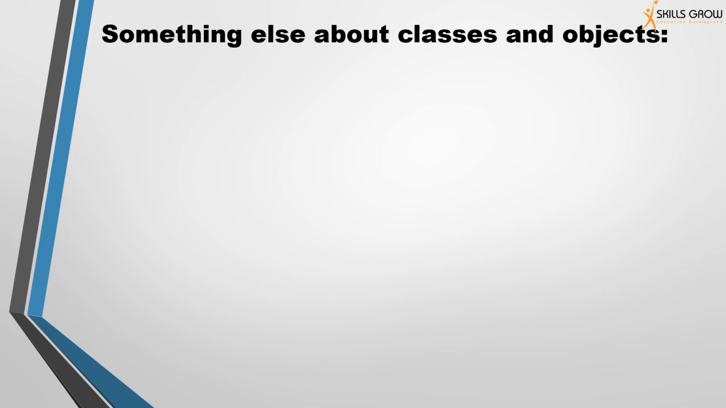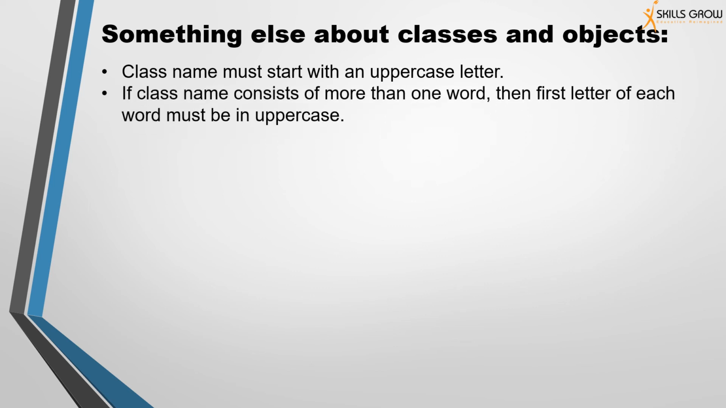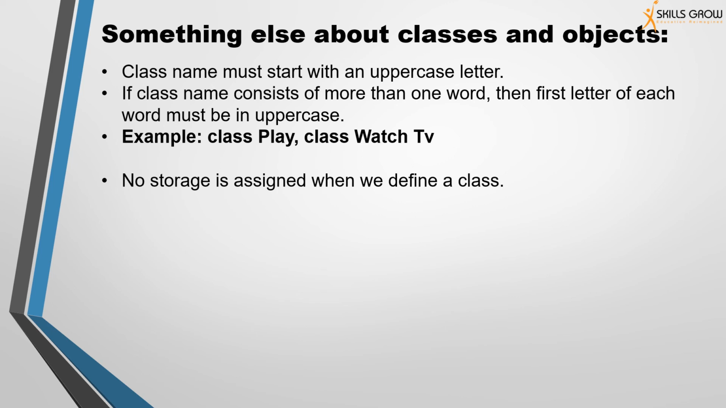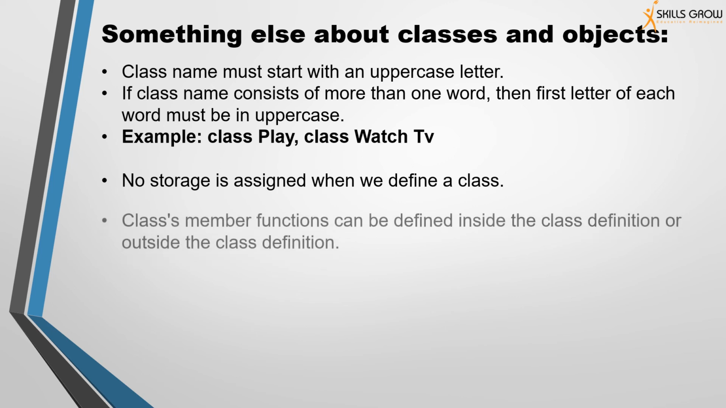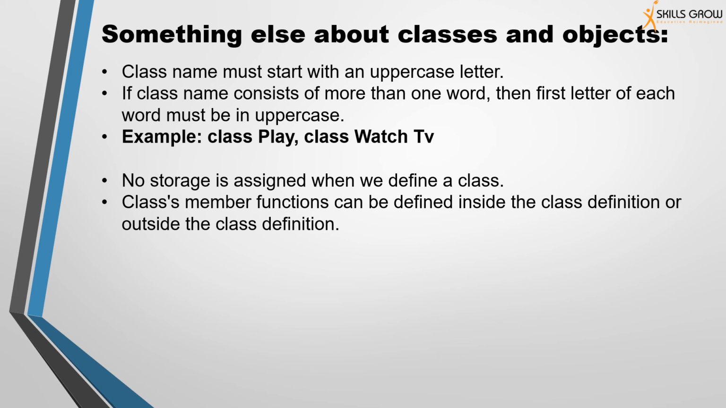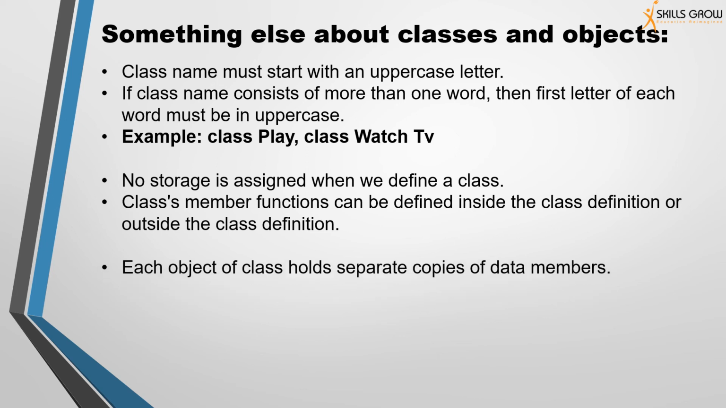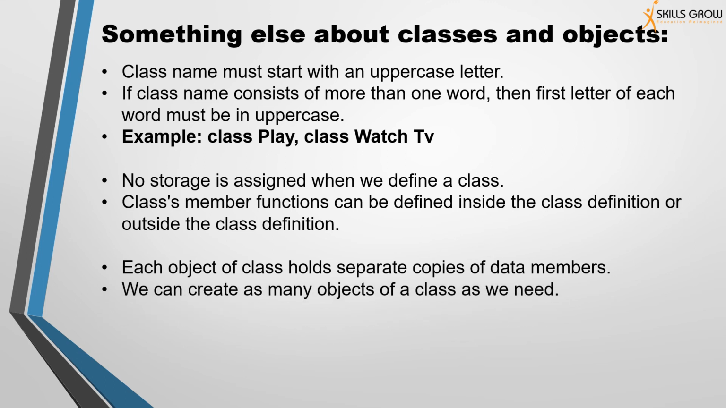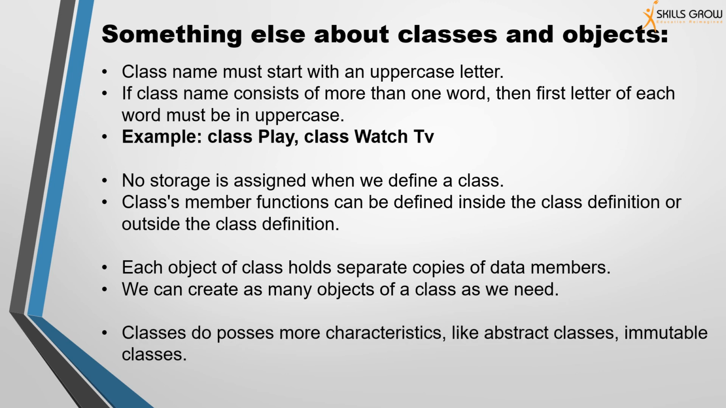Now, let's learn something more about classes and objects. Although it's not mandatory, a class name should start with an uppercase letter. If the class name consists of more than one word, then the first letter of each word must be in uppercase. For example, class PlayAndWatchTV. And no storage is assigned when we define a class. A class's member function can be defined inside or outside the class definition. Each object of the class holds separate copies of the data members. We can create as many objects of a class as we need. Classes do possess more characteristics like abstract class and immutable class.